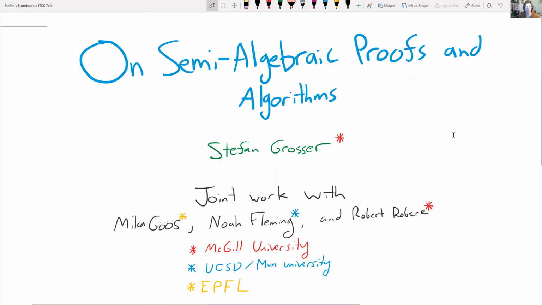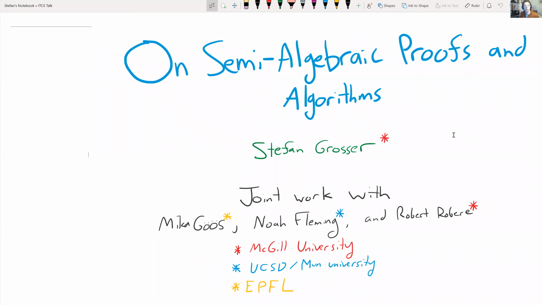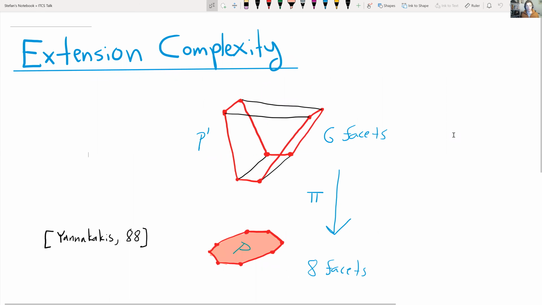Hello, I'm Stefan, and today I'm going to be talking about relating semi-algebraic proofs and various forms of geometric methods of computation. This is joint work with Mika Göös, Noah Fleming, and Robere. So let's get started with extension complexity.